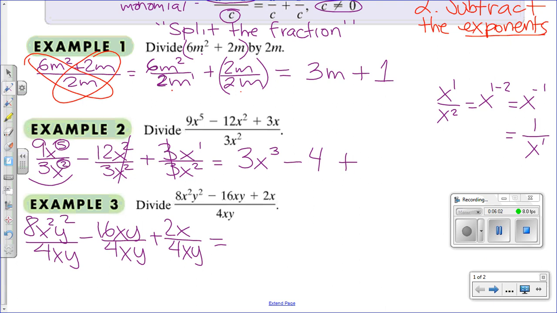Now, there's another way we could do it. It will save us a couple of steps. Instead of subtracting on top, we could subtract on the bottom. Why?